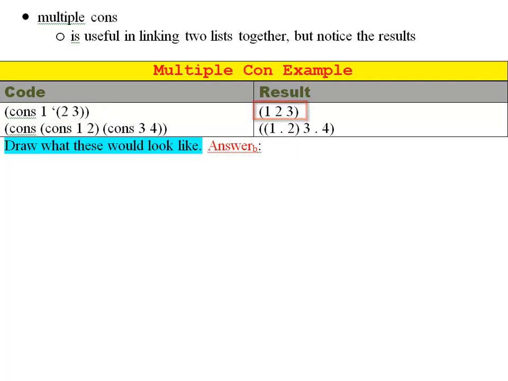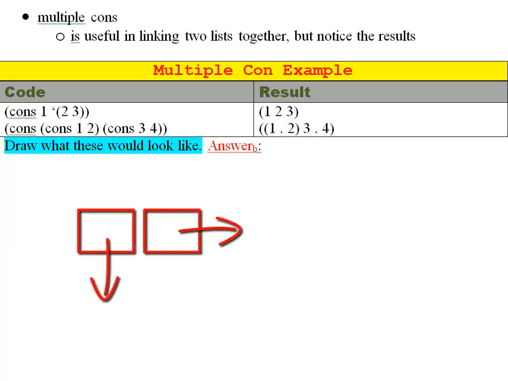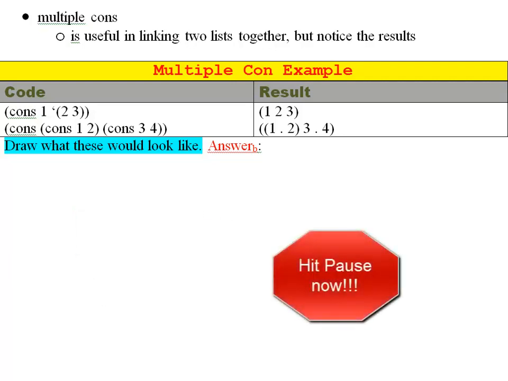The other one's a little bit more interesting, and I want you to try to draw that one out. Now notice I am showing you the result on this. The result kind of gives away what's going to happen, but I want you to draw it anyway. Remember what cons is doing. Cons is just a pointer to two items, either an element or an atom or a list. So go ahead and draw this out. Hit pause here, and I'll show you the answer in a moment.